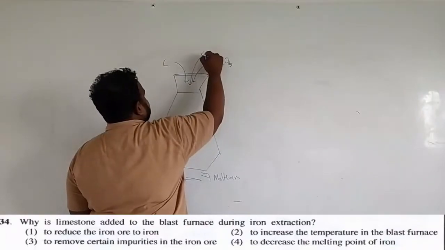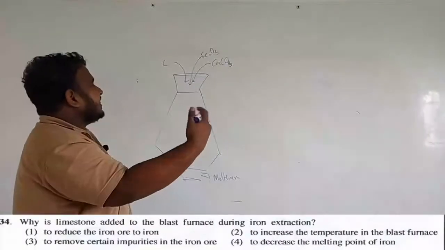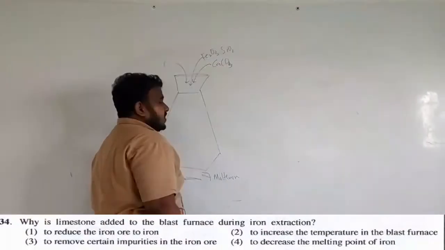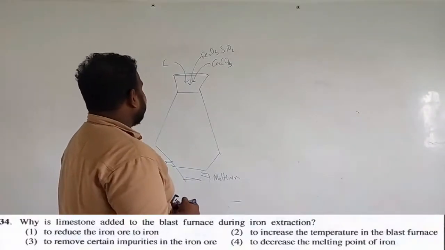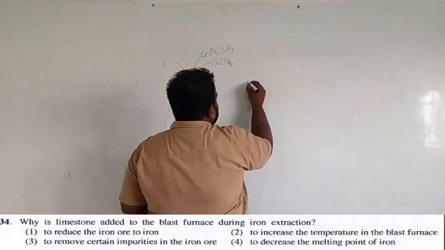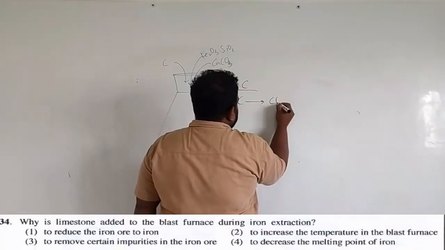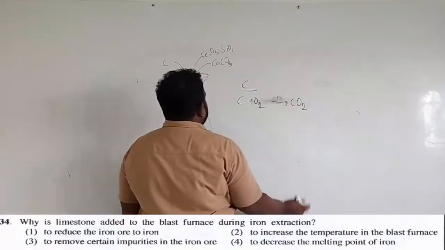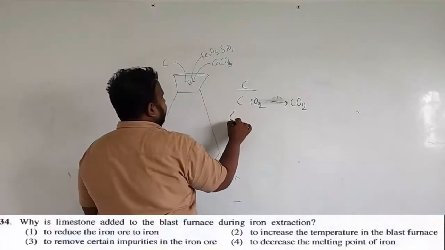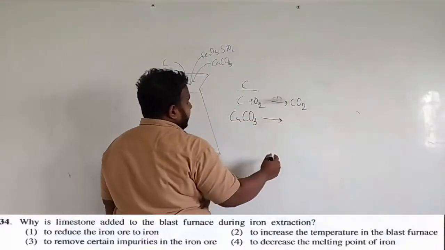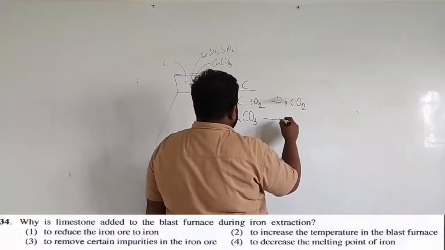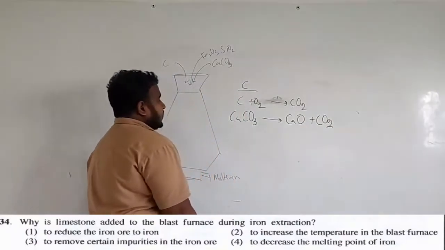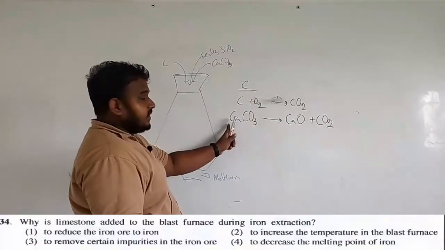We add Fe2O3. So Fe2O3 might include other dirt such as SiO2, silicon oxide, the soil can be there. These are very typical things. So the reason why we add carbon is to produce carbon dioxide. When carbon reacts with oxygen, it produces carbon dioxide. And then calcium carbonate decomposes and produces calcium oxide with carbon dioxide. So this is one use of why we put calcium carbonate.